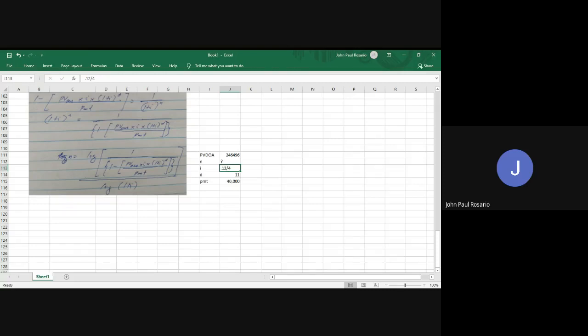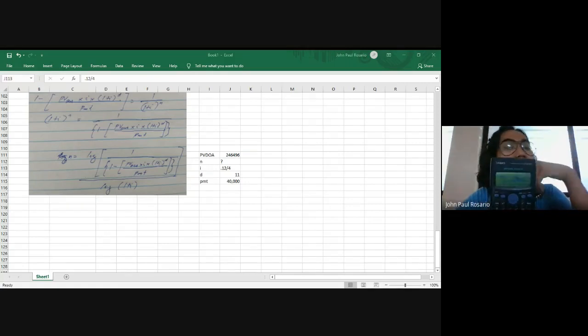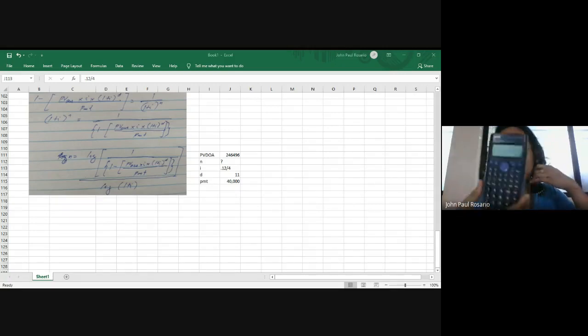Wait lang ha. Let's turn on my cam. Okay. Klaro na ba ninyo akong camera? Akong calculator? Klaro na ang figures? Wait lang.